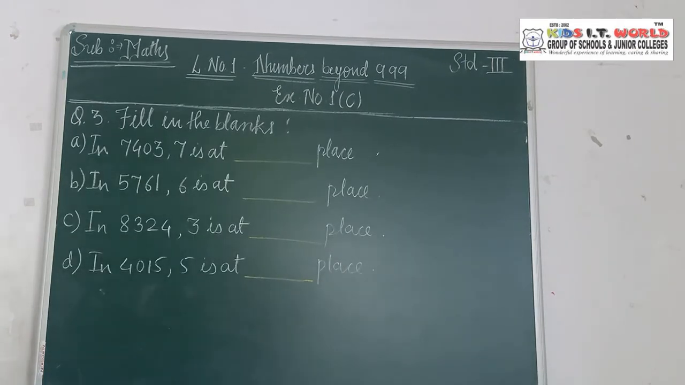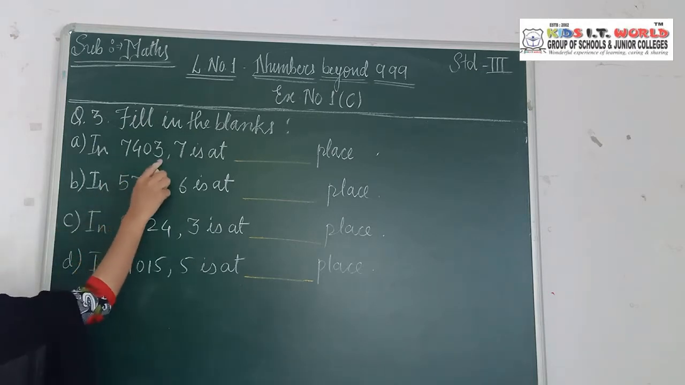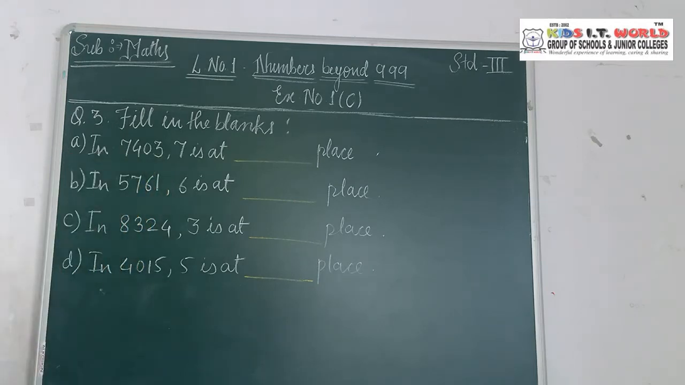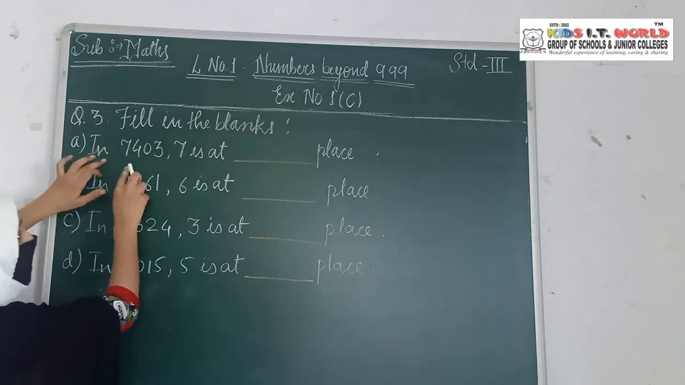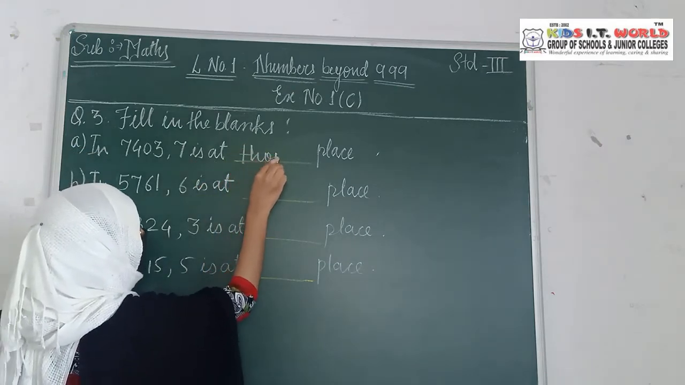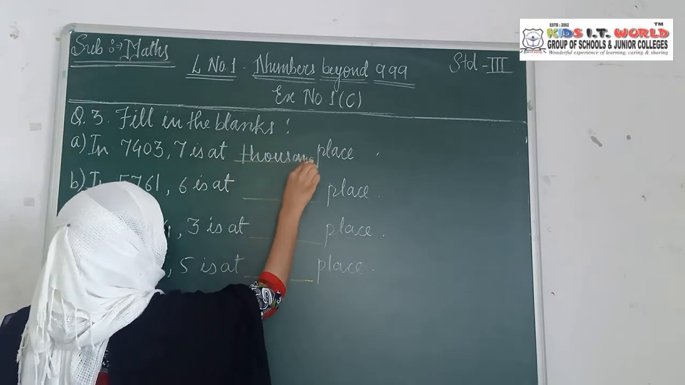Now, question number 3. In question number 3, you have to fill in the blanks. Here, question A is given to you: in 7403, 7 is on the dash place. As I told you, how will you read the place value? Start from the ones, tens, hundreds, and thousands. So, where is the 7? 7 is at the thousands place. So, you will write on the blank that 7 is at thousands place.